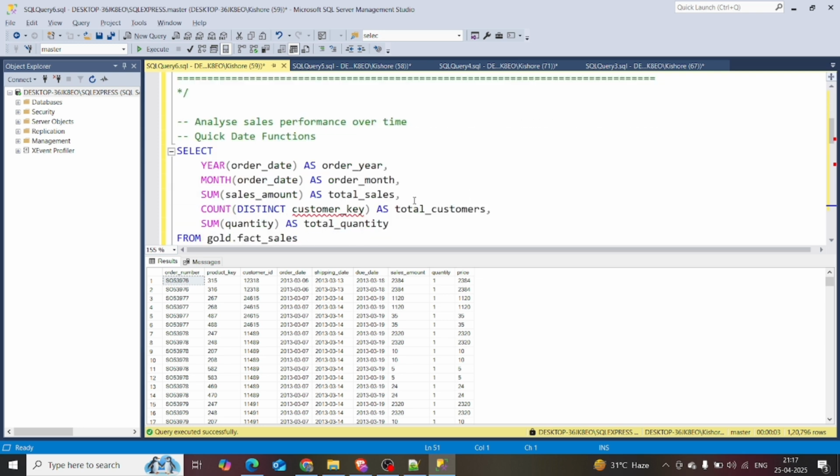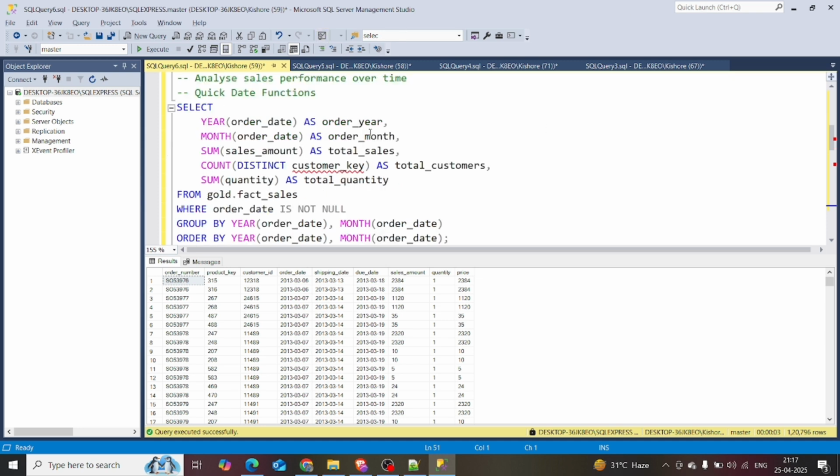First, we want to answer business-related questions. First, we want to analyze the sales performance over time, using the quick date functions. We select the year of order date as order year, and the month of order date as order month.